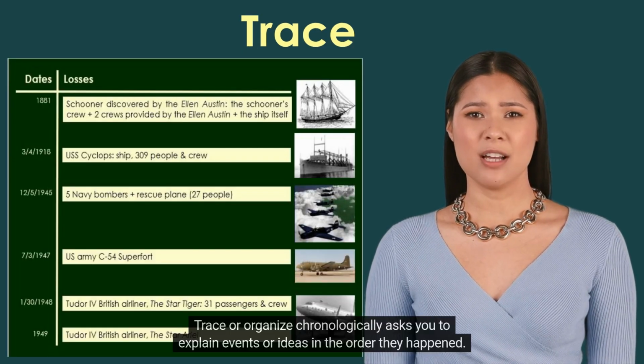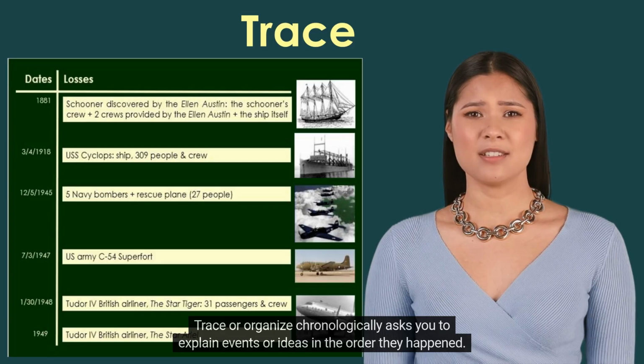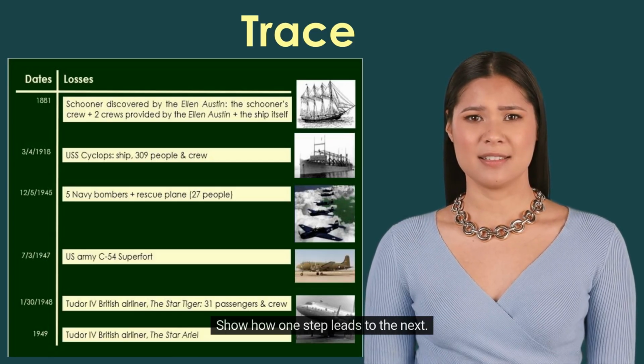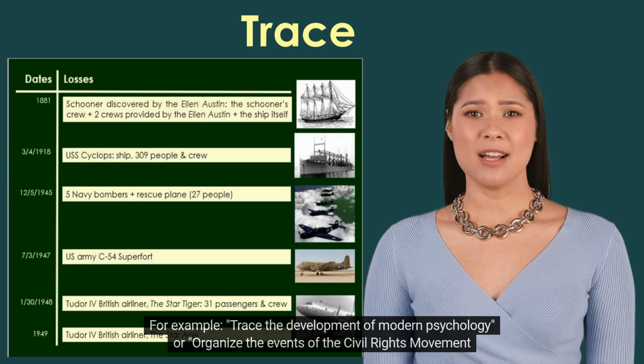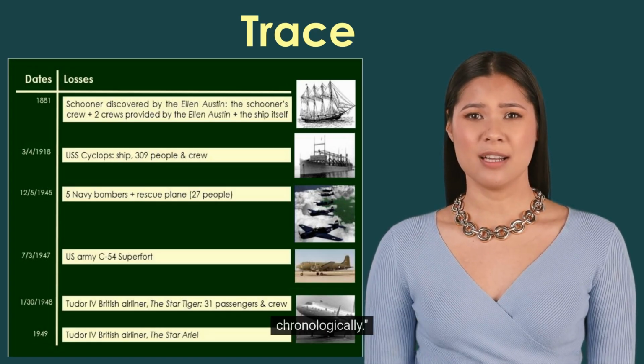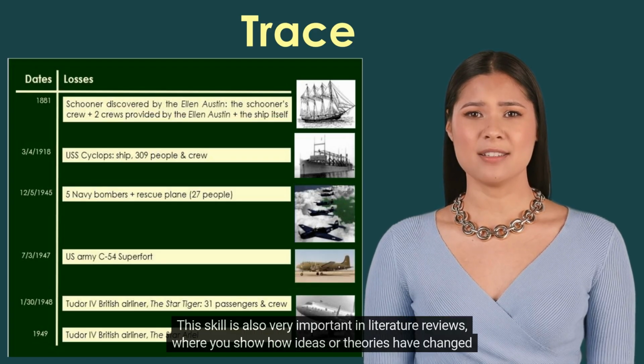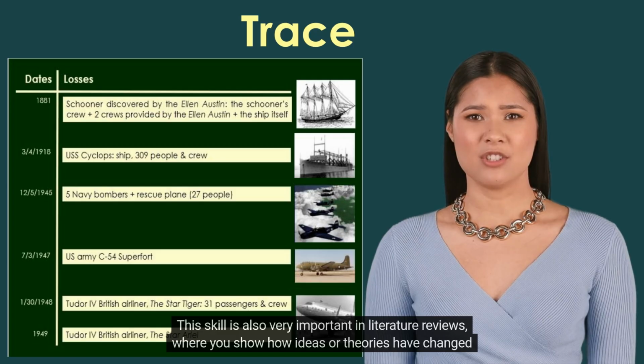Trace or organize chronologically asks you to explain events or ideas in the order they happened. Show how one step leads to the next. For example, trace the development of modern psychology or organize the events of the civil rights movement chronologically. This skill is also very important in literature reviews, where you show how ideas or theories have changed over time.